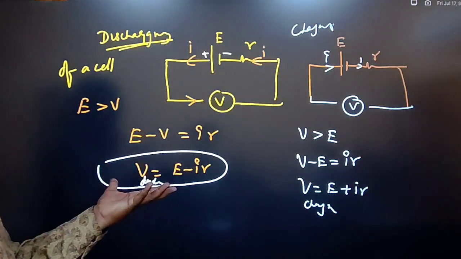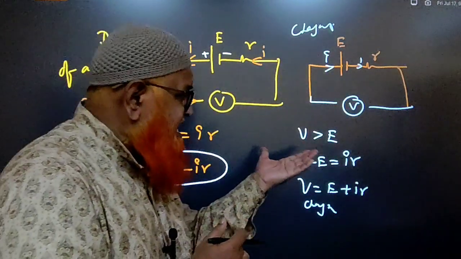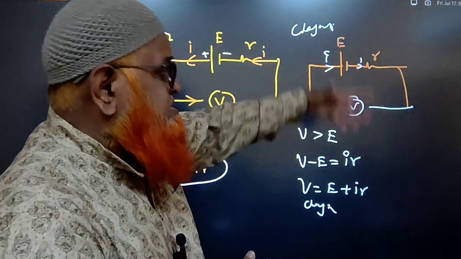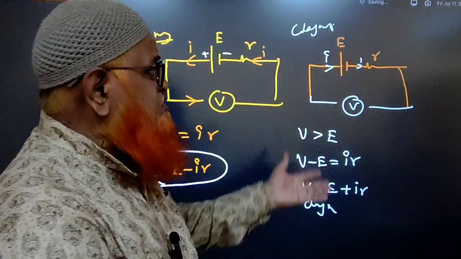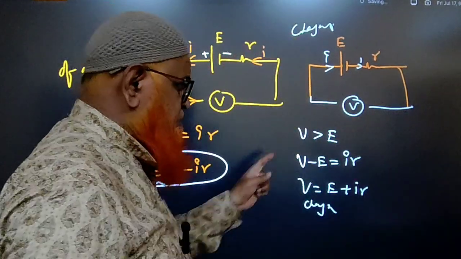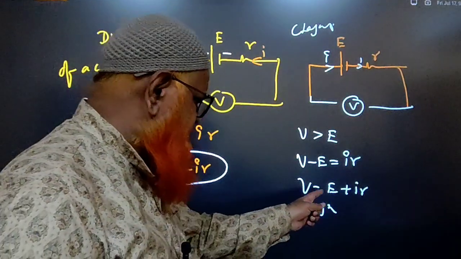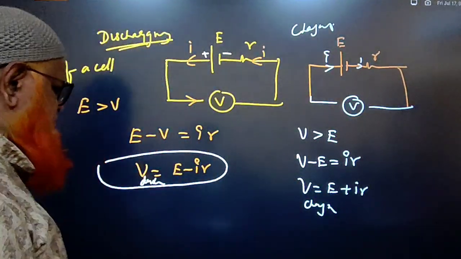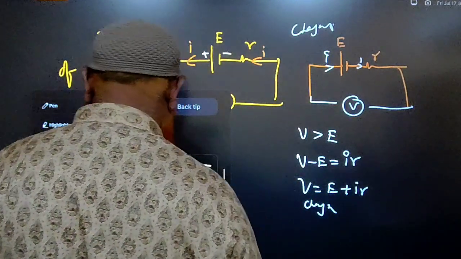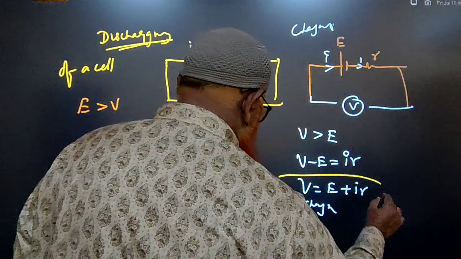Ohm's law only we are applying here. And in the case of charging, external potential is greater. Now you are charging the cell. Then what happens? V is greater than E. V minus E is equal to I into small r. So V is equal to E plus I r. This is the case of charging here.